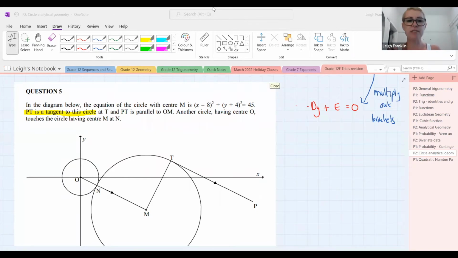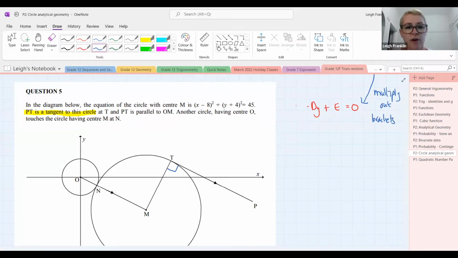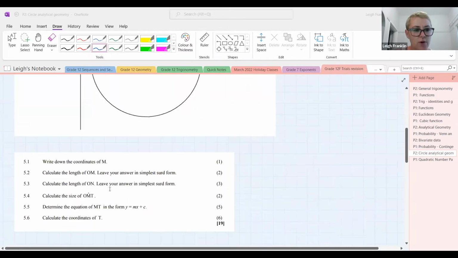Okay, so MT is perpendicular to TP. Absolutely. All right, good job, everybody. So in other words, over here, we have a right angle. Okay, so very good, very important for us. Okay, let's move on and see what the questions involve.